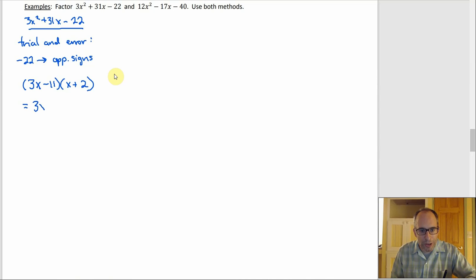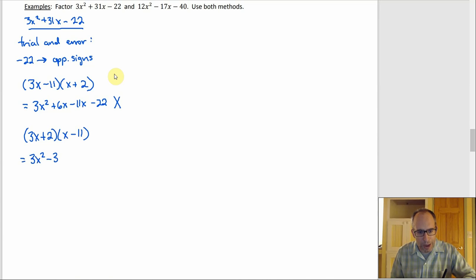We're going to get 3x squared, then plus 6x minus 11x minus 22. Okay, that didn't work, right? Because we didn't get the right middle term. We got a minus 5x, we're supposed to get a plus 31. Okay, let's just put these in the opposite spots. So 3x plus 2 times x minus 11. Where's that going to get us? All right, so we multiply out. We're going to get a 3x squared minus 33x plus 2x minus 22.